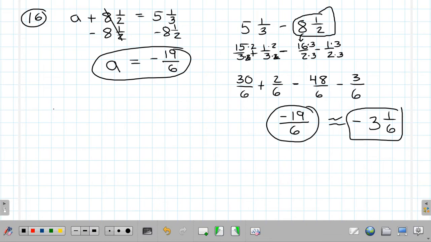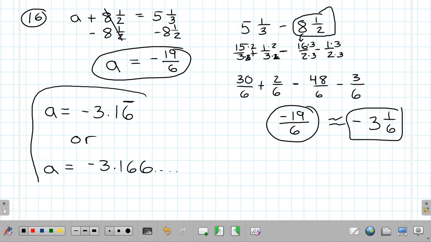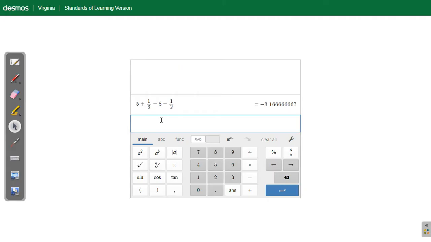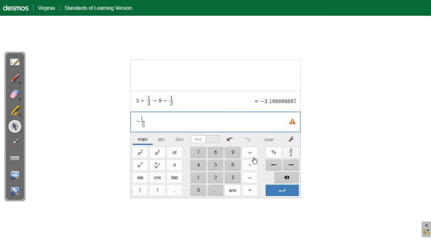Let me go ahead and hit enter. You can give me that answer. A is equal to negative 3.16 repeating, or A is equal to negative 3.166 dot, dot, dot. Either one of those answers using the calculator works, but for full credit, you have to show that the decimal goes on forever, with the repeating bar or the dot, dot, dot. But just to double check it here, negative 19 over 6 is what we got. Just type it in, negative 19 divided by 6. And you can see those answers actually match up.